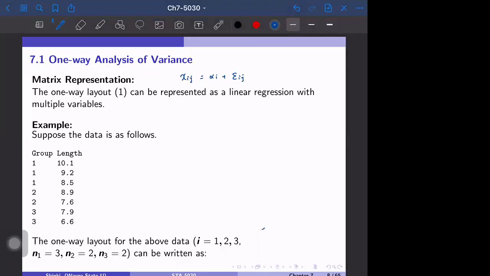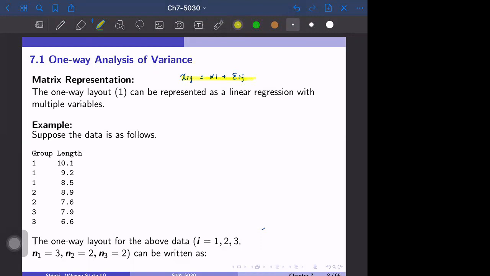Hi, the next topic is matrix representation. So this is similar to chapter 6. Originally, we defined an equation for each observation, and then we develop an expression with matrix representation for all observations combined. So the one-way layout is this equation, x_ij is equal to alpha_i plus epsilon_ij, and we want to use the matrix representation to represent this.